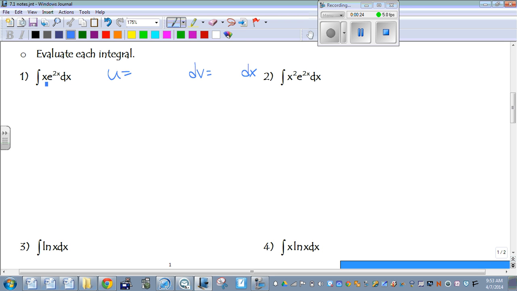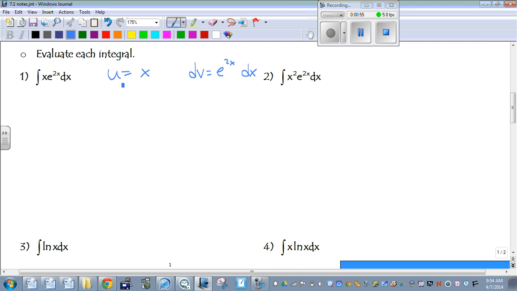What's more complicated, the x or the e to the 2x? E to the 2x. So I'm going to go ahead and make the e to the 2x part of my dv, because taking the antiderivative of that is not too bad. Right? E to the u, antiderivative of that is e to the u. So it's not very complicated. And I think it may work out if we did it the other way as well, but we're going to go ahead and let e to the 2x be our dv, and u is going to be x.